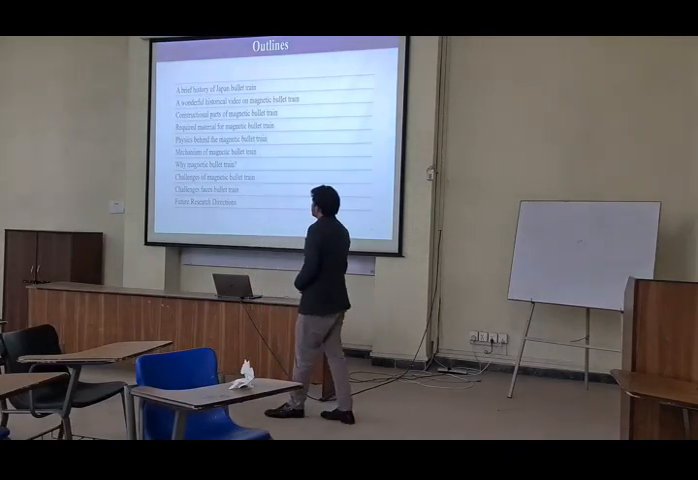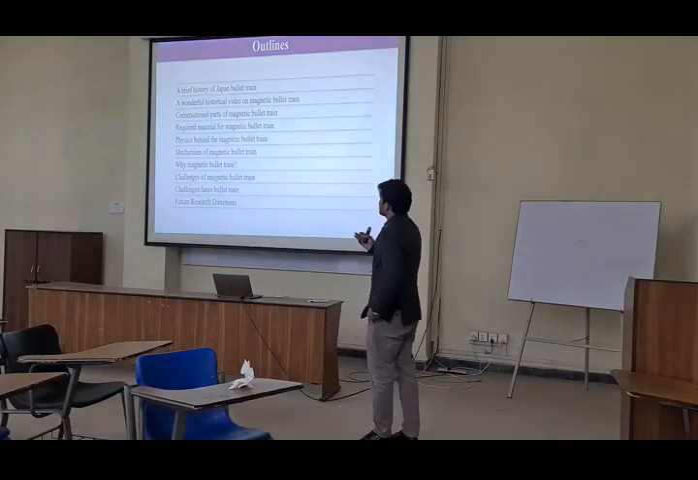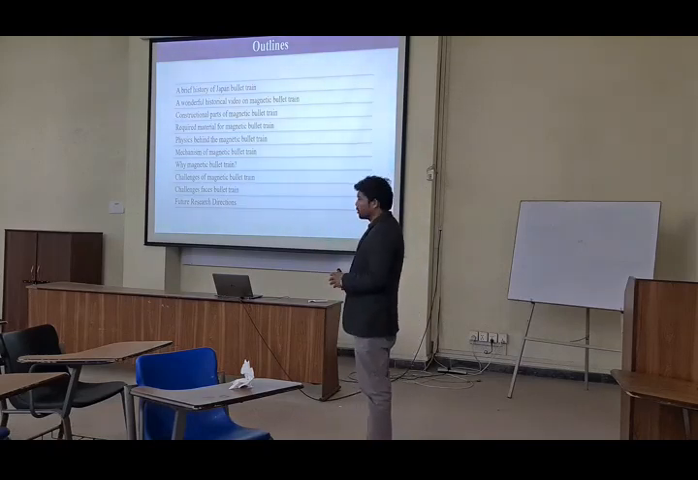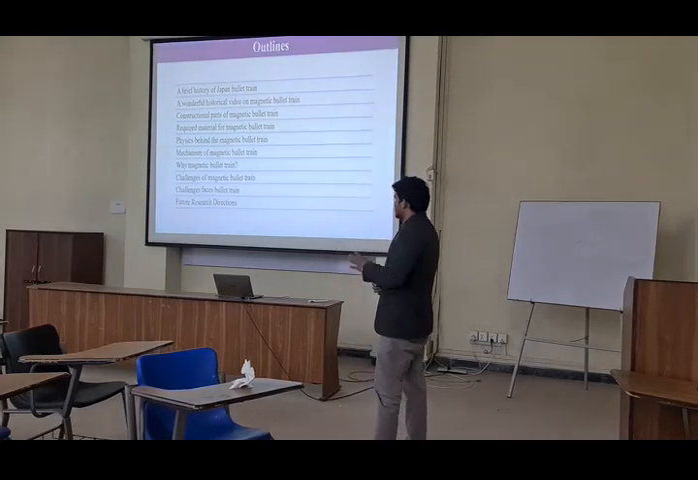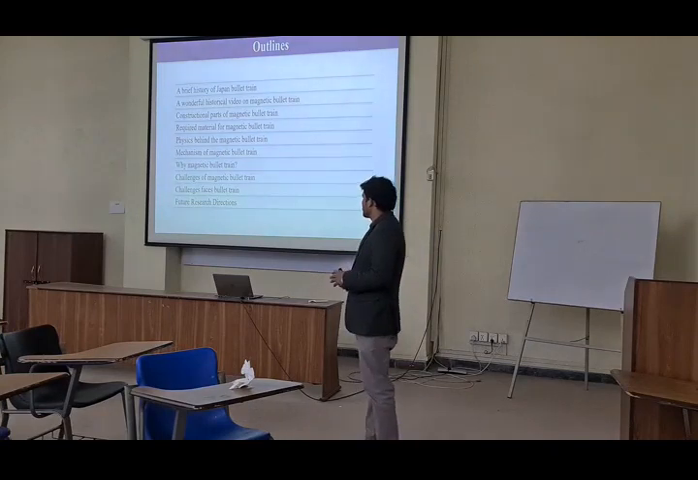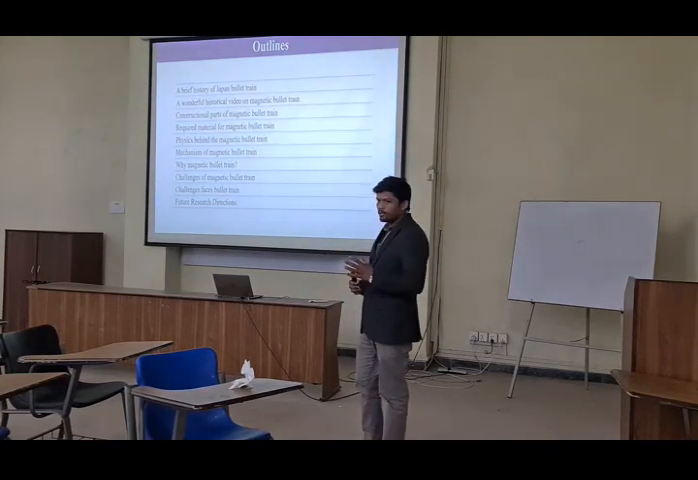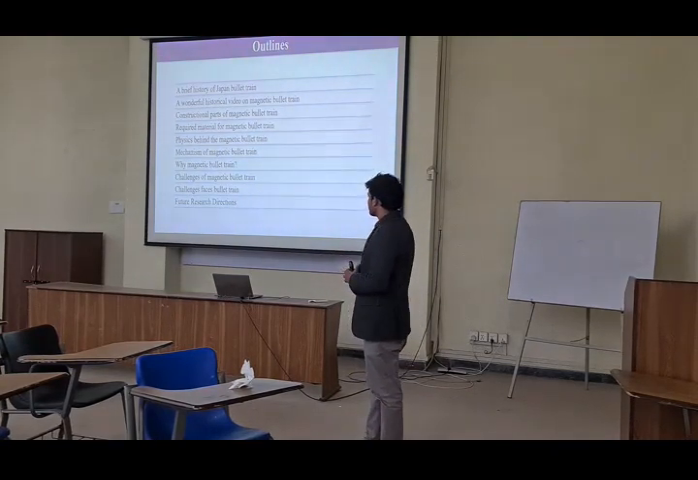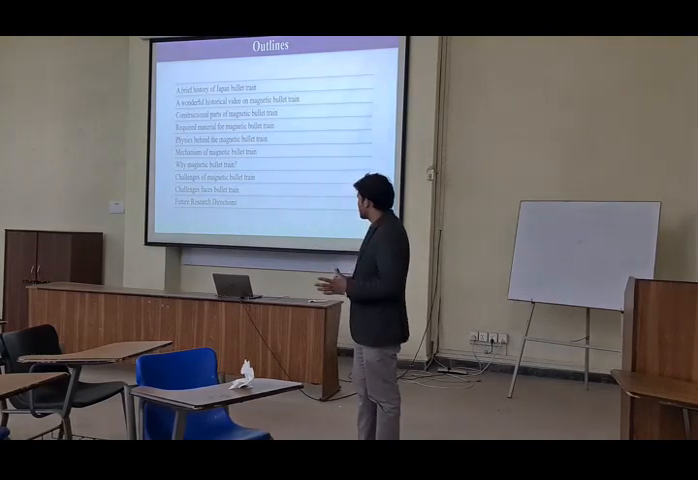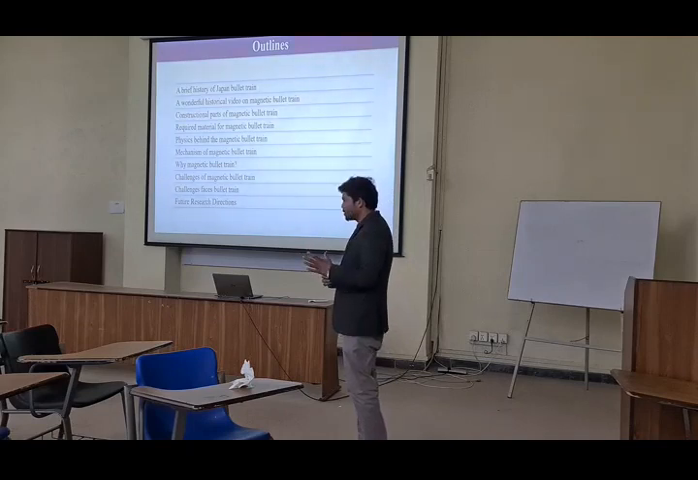First of all, I will explain something about my outline: a brief history of the Japan bullet train. Then I will show a wonderful historical video on the magnetic bullet train. There are construction parts we will discuss here, and the required material for the magnetic bullet train. And then we will discuss the physics behind the magnetic bullet train, and we will see the mechanism of the magnetic bullet train.